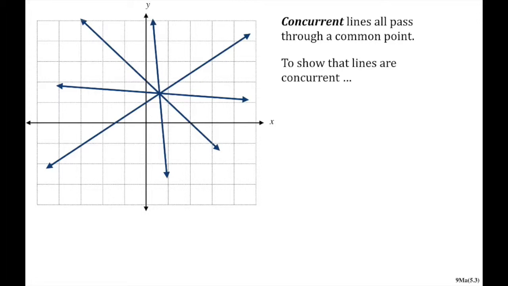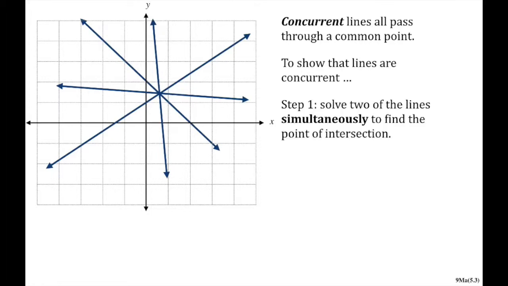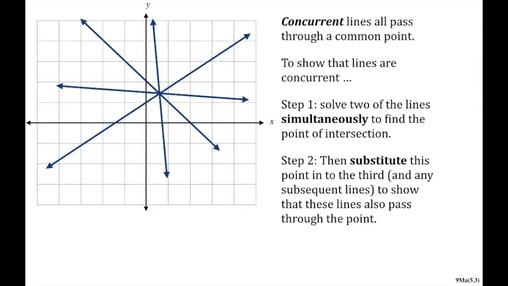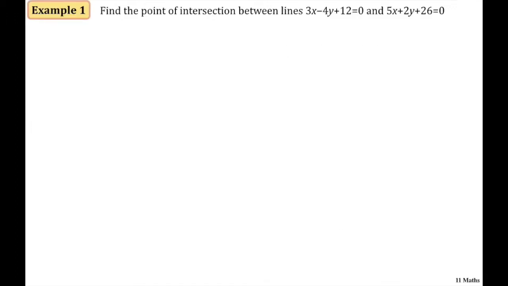If you have to show some lines are concurrent, the first thing you need to do is look at two of the lines, any two, it doesn't matter which two, and solve those two simultaneously to find where those two meet, the point of intersection. After that, you take the third line, or the third and fourth and fifth line, depends how many lines there are, and you substitute your point of intersection into those lines to show that that point lies on those lines. That would make all of the lines concurrent. Let's have a quick look at some examples.